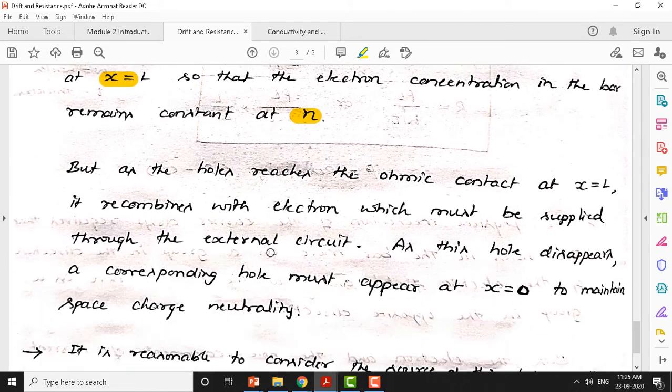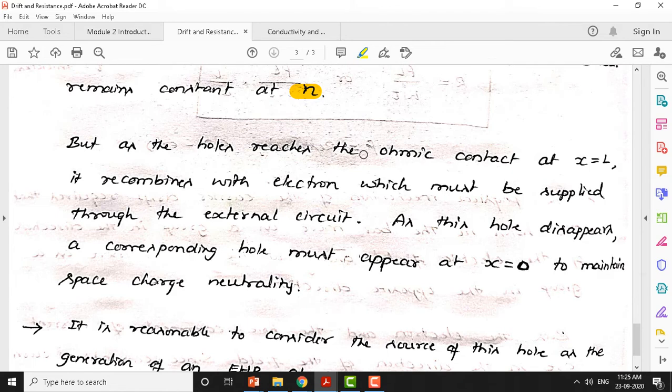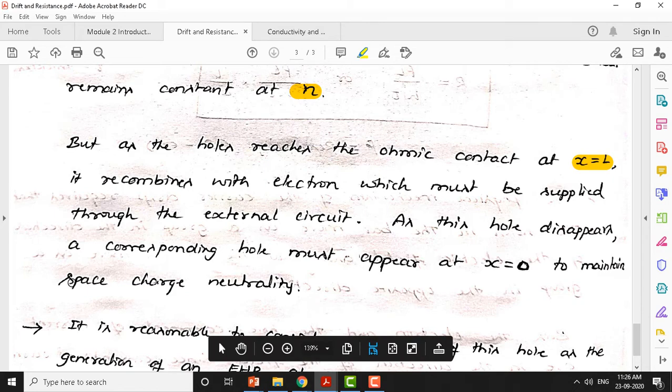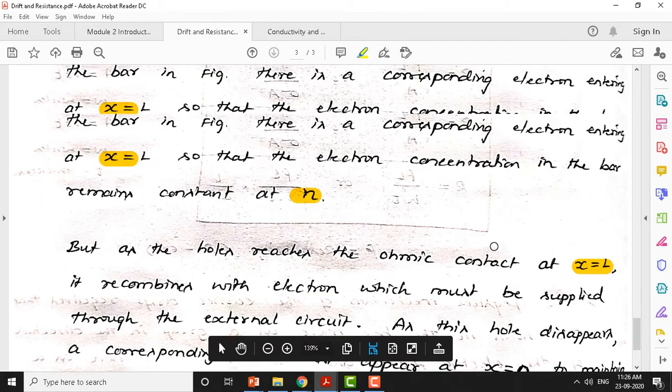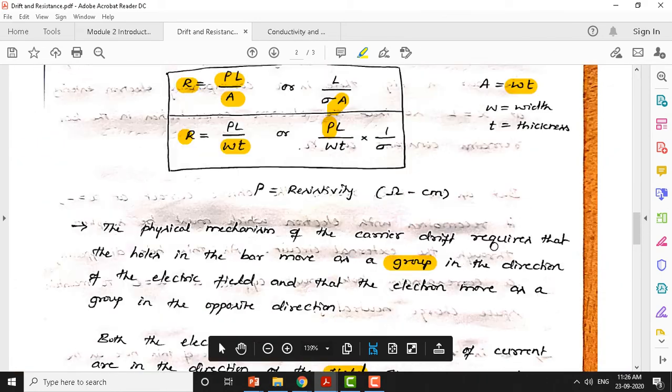But if you look at the holes, they reach the ohmic contact at x equal to L. Here the holes enter at x equal to L and recombine with the electrons, which must be supplied by the external circuit. So as this hole disappears, a corresponding hole must appear at x equal to 0 to maintain space charge neutrality. Let me explain this by taking this semiconductor bar once again.